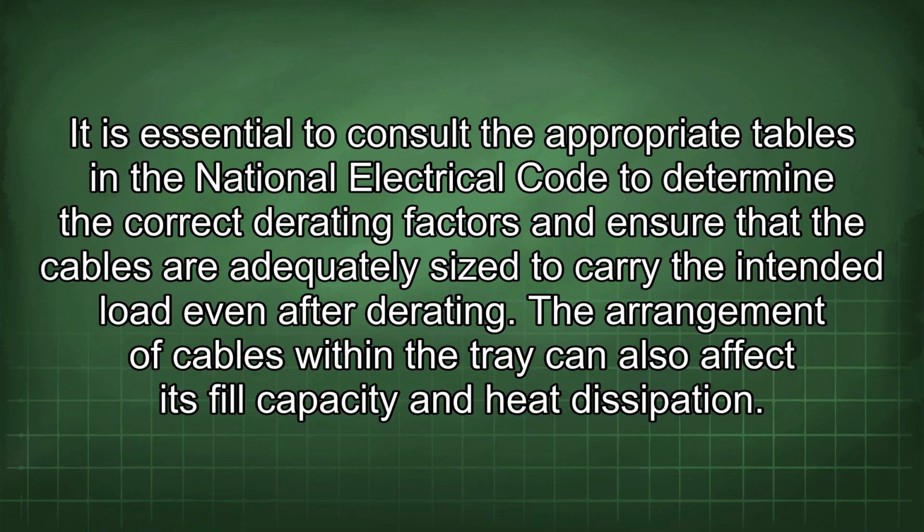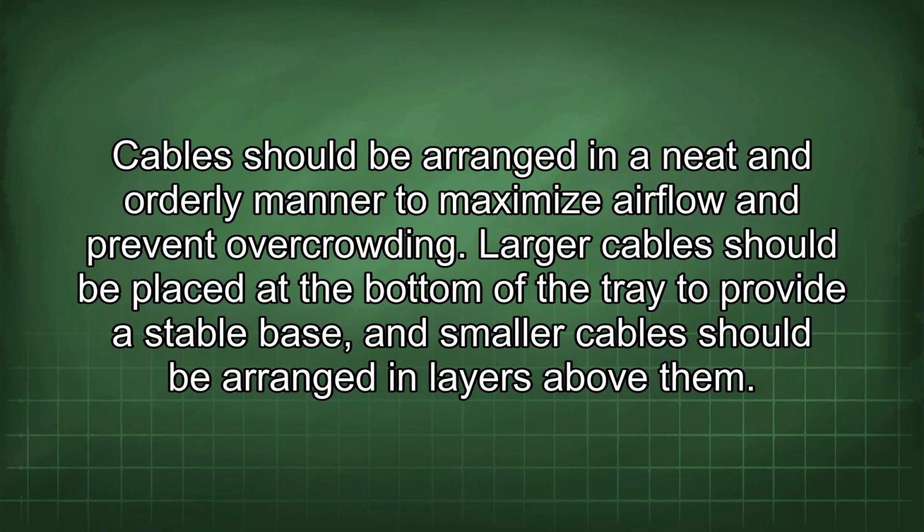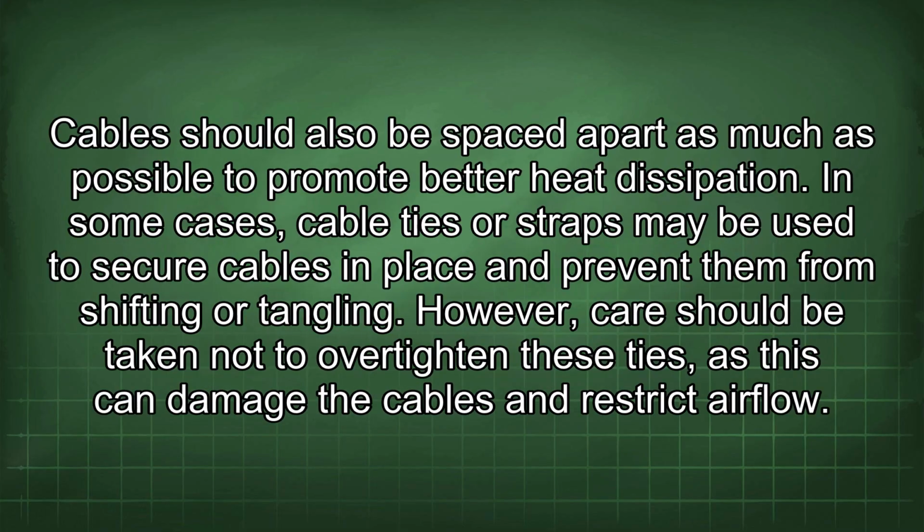The arrangement of cables within the tray can also affect its fill capacity and heat dissipation. Cables should be arranged in a neat and orderly manner to maximize airflow and prevent overcrowding. Larger cables should be placed at the bottom of the tray to provide a stable base, and smaller cables should be arranged in layers above them. Cables should also be spaced apart as much as possible to promote better heat dissipation.